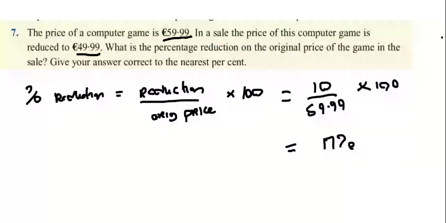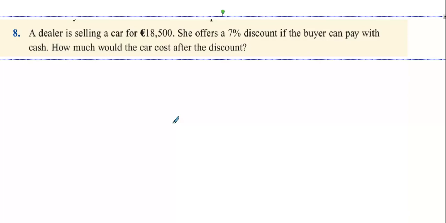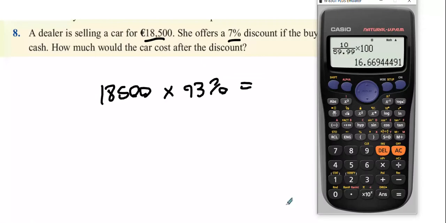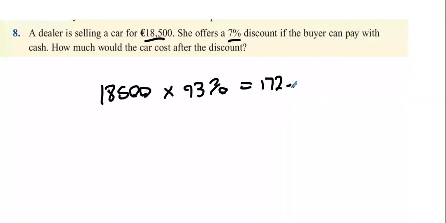So 1, 3, 5, 7, and I'm sure I went for 8 and 9 here now. Dealer selling a car for this much. She offers a 7% discount if the buyer can pay with cash. How much will the car cost after discount? Well, if you get 7% off, this means you only pay 93% of the full amount. 13,500 multiplied by 93%. Shift percentage, 17,205.